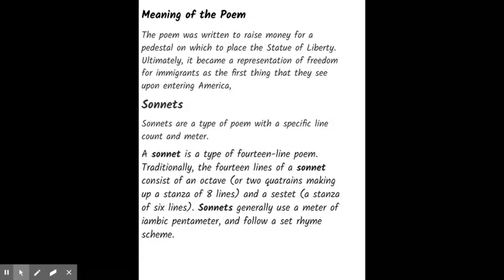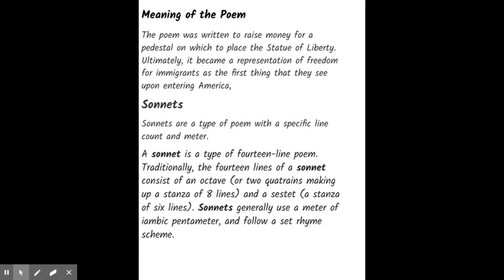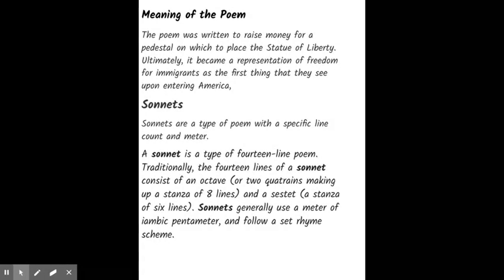A quatrain, quat means 4. So 2 quatrains make an octave. 4 and 4 are 8, right? Okay. And then 1 sestet, ses meaning 6. So a stanza of 6 lines.